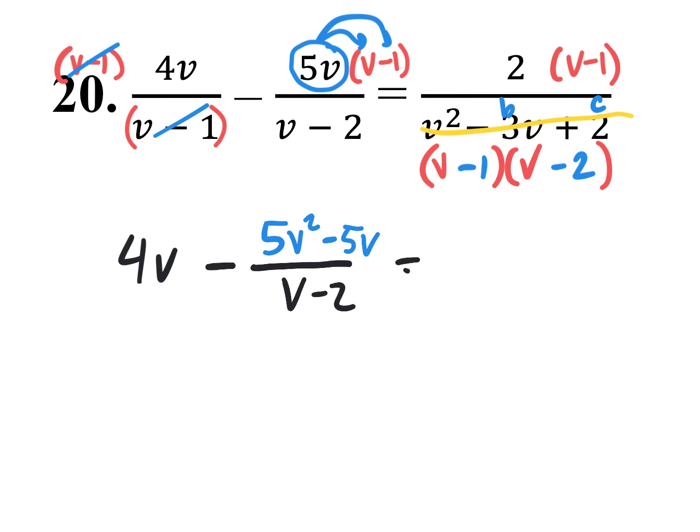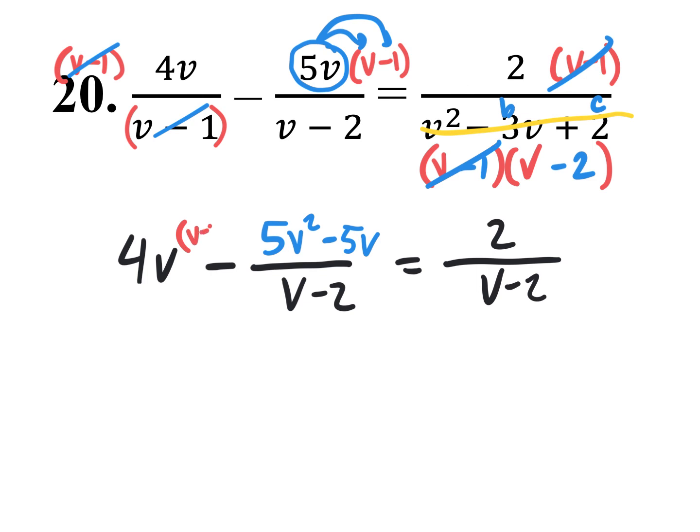Now over here on the right side, luckily it ended up working out because the v minus 1, instead of distributing, notice that there's a v minus 1 down there, so we could cancel those out. And we end up with the nicer fraction 2 over v minus 2. So we have those two fractions left. I need to get rid of those two fractions by multiplying everything by what? v minus 2. Everything by v minus 2.